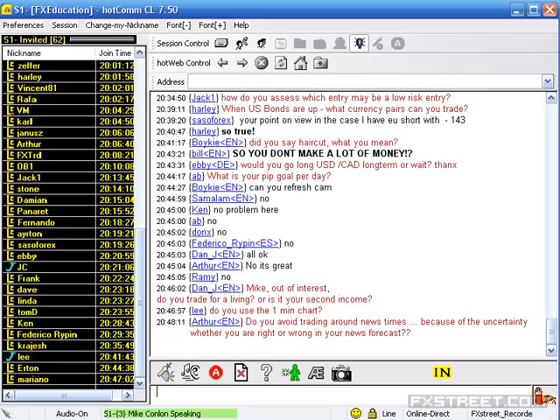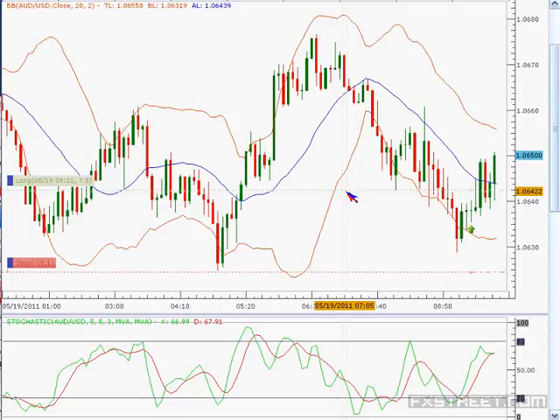Question, do I avoid trading around news times because of the uncertainty whether I'm right or wrong in the news forecast? Yes, sometimes I do. A lot of times what will happen is if I don't have a position already in play, then I'll wait for that news release to come out and then decide whether I want to get into the trade.